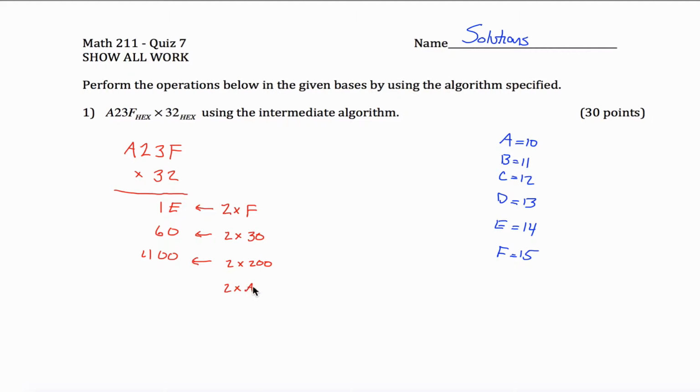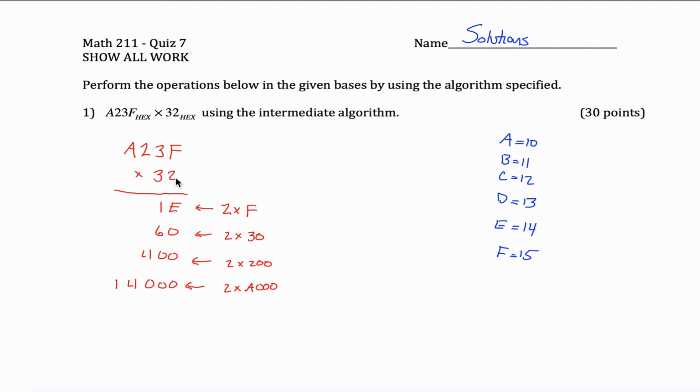And then 2 times A000. I have 3 zeros after the A. Let's take care of the 3 zeros first: 1, 2, 3. And then I got to figure out what 2 times A is. Well, A represents 10, so 2 times 10 is 20. But the way I write 20 in base 16 is that's one group of 16 with 4 left over. That gets me here.